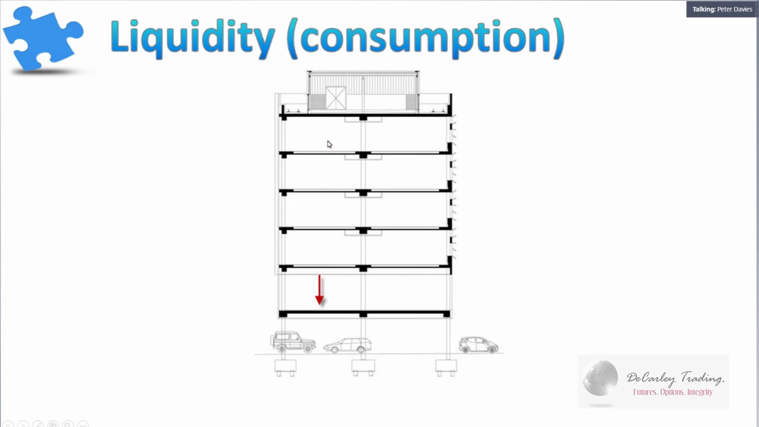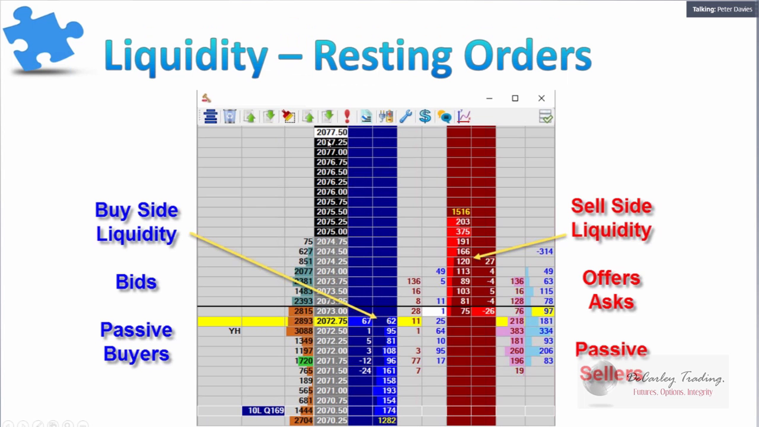So think about floors and ceilings. Now in the market, here is your liquidity. So here are the floors and ceilings. Okay, so we can see, just make sure you can see my pointer.